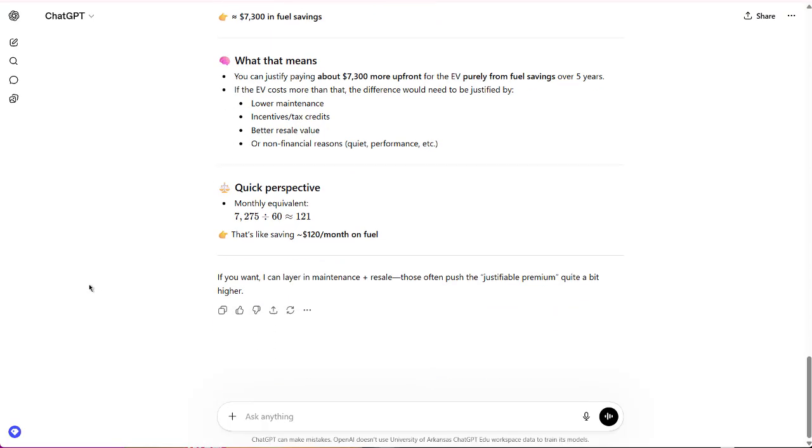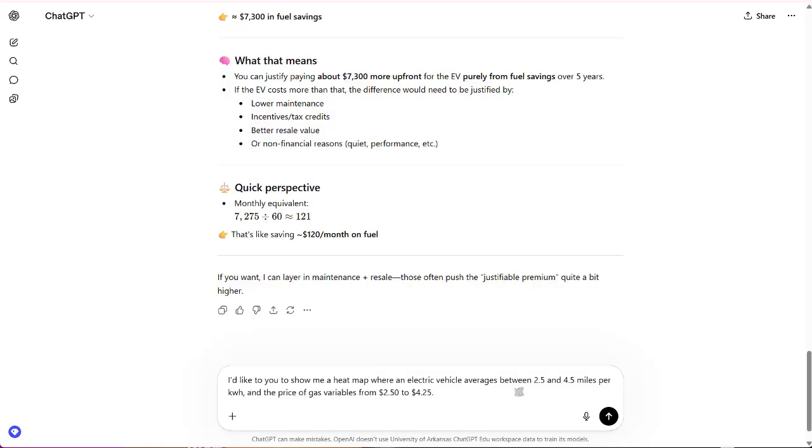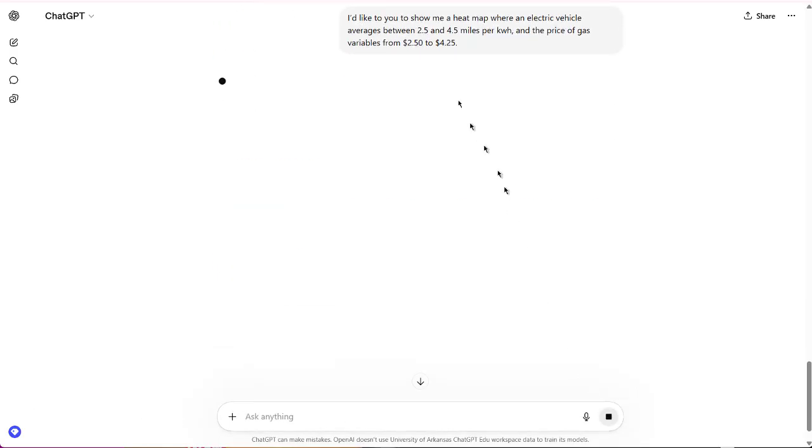I'd like to do some sensitivity analysis associated with that and vary some things. The cost of gas is going to go up and down, and depending on the electric vehicle I purchase, it's going to have a different level of efficiency, anywhere from 2.5 to 4.5 miles per kilowatt hour. And on the other side, for internal combustion engines, the price of gas per gallon is going to go from 2.50 to 4.25, depending on where you live and what the state of the economy is and other things going on. So let's ask it for a heat map where it's going to take into account those assumptions and give a range.